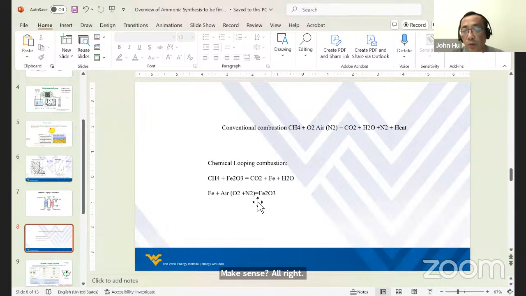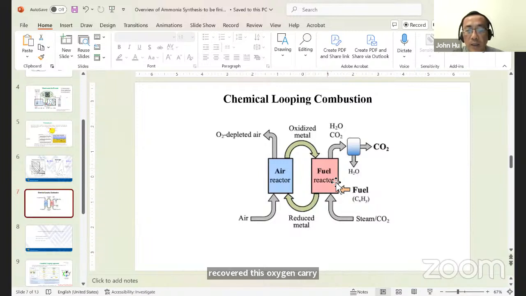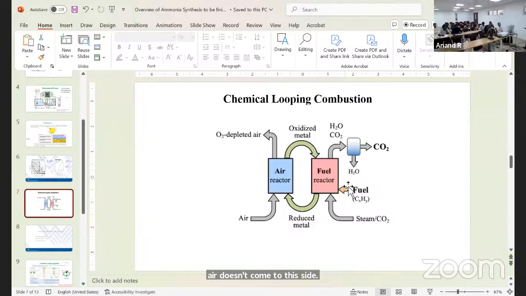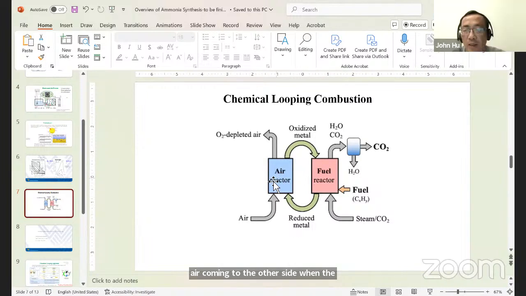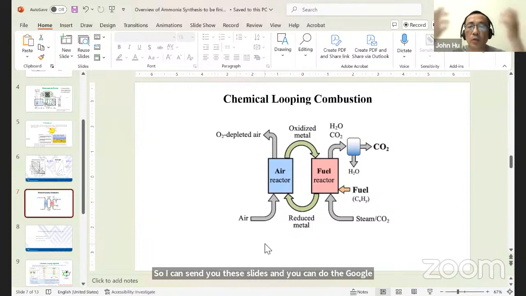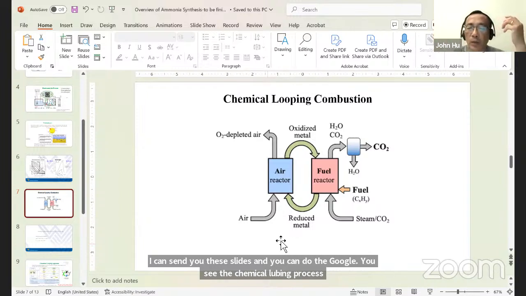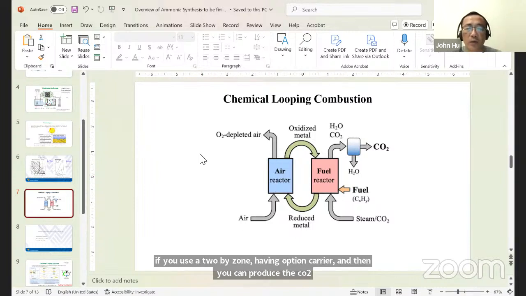Now you recover this oxygen carrier, so back to this loop. On this side, methane reacts with the oxygen carrier to form CO2. This CO2 is pure because air doesn't come to this side. Air goes to the other side, where the metal oxide goes and reacts with air. I can send you this slide and you can Google it. The chemical looping process means if you use two vessels with an oxygen carrier, you can produce CO2 without nitrogen, because nitrogen is on the other side of the reactor.